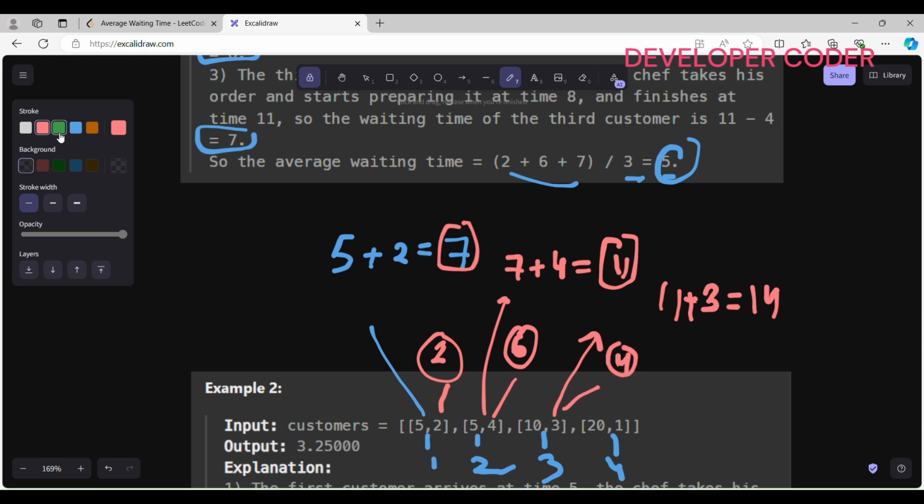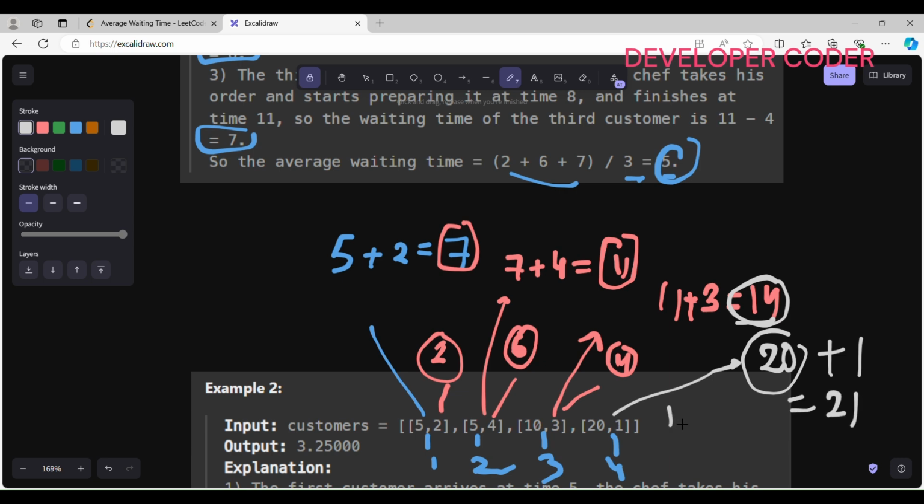Okay, now see carefully one more thing here. This customer arrives at 20, and the finish time for the previous one is 14. So he's not going to start from 14, right? He's going to start from 20, because this customer arrives at 20, and the chef can only prepare the food once the customer arrives, right? So from 20 he's going to start. He is going to take 1 minute. So 21, and 21 minus 20 is equal to 1 is the waiting time.